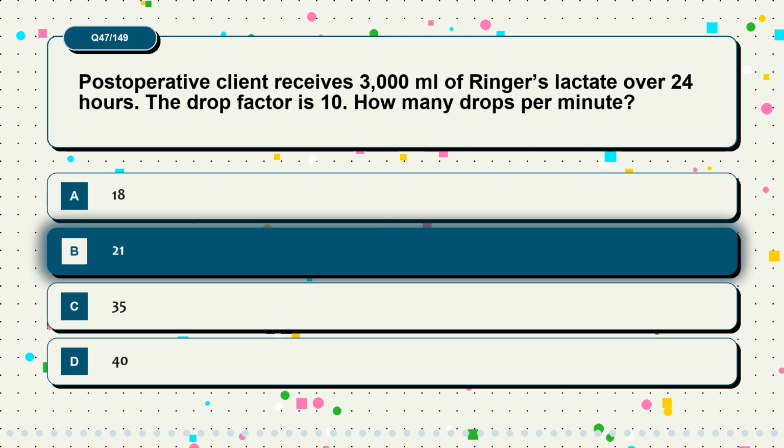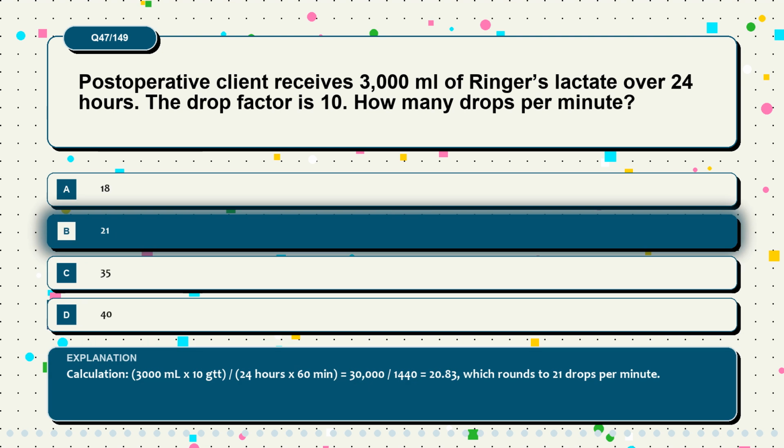The correct answer is option B. 21. Calculation: 3,000 ml x 10 gtt divided by 24 hours x 60 min equals 20.83, which rounds to 21 drops per minute.